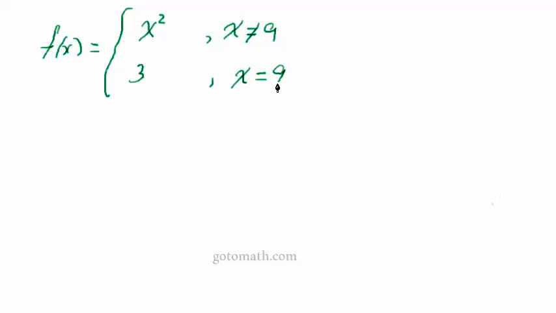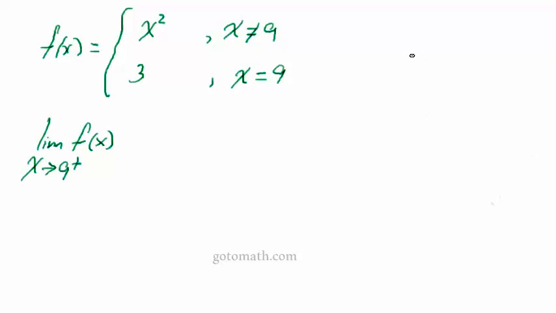So we have f of x is equal to x squared, and x does not equal 9. And we have a constant 3, and x is equal to 9. And we want to find the limit as x approaches 9 from the right hand side of f of x.